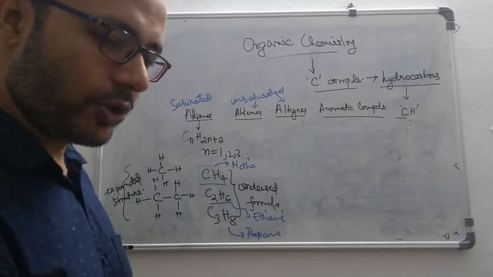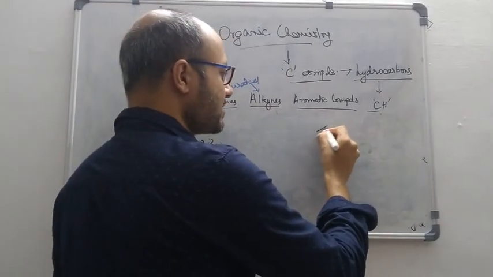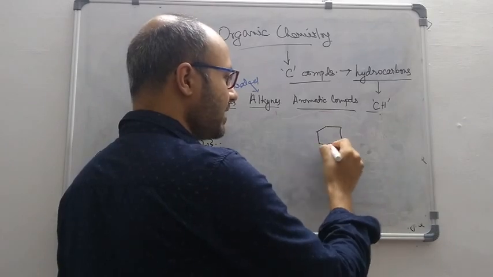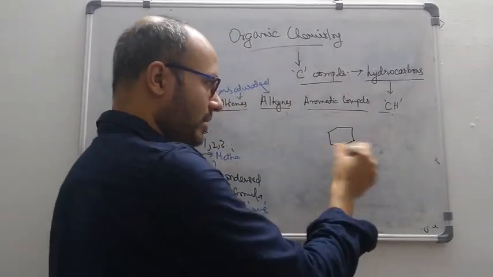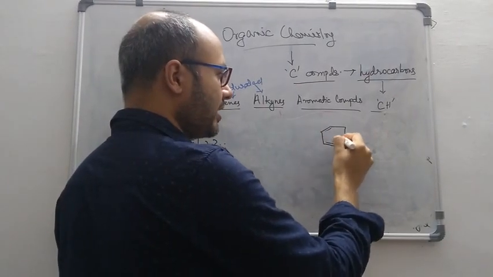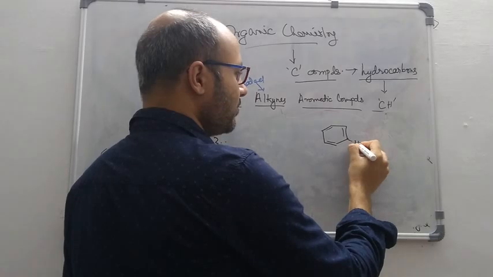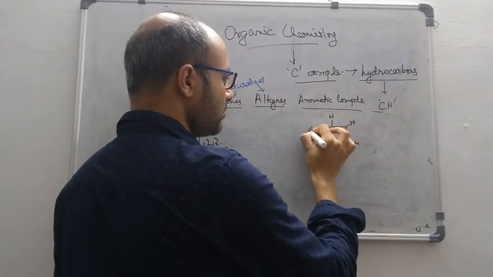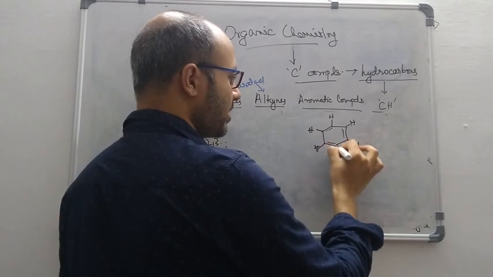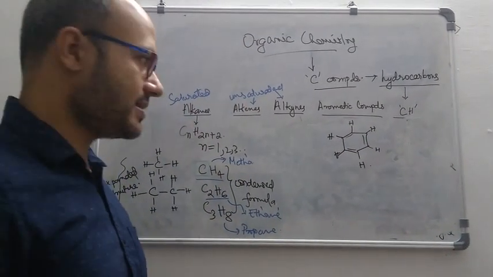Now I will just give you a hint of what aromatic compounds are. Aromatic compounds are basically compounds containing benzene molecules. So benzene is basically a 6-carbon cyclohexene-like ring with alternating double bonds. This is the structure of benzene. Now each carbon atom will have 1 hydrogen atom each. Just remember this particular compound. This is the simplest aromatic compound, that is benzene.